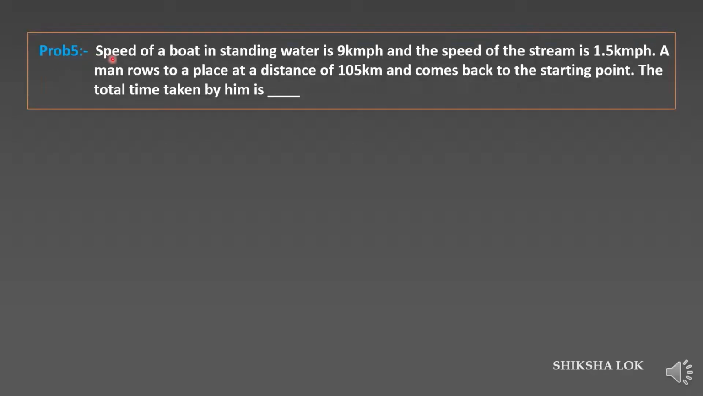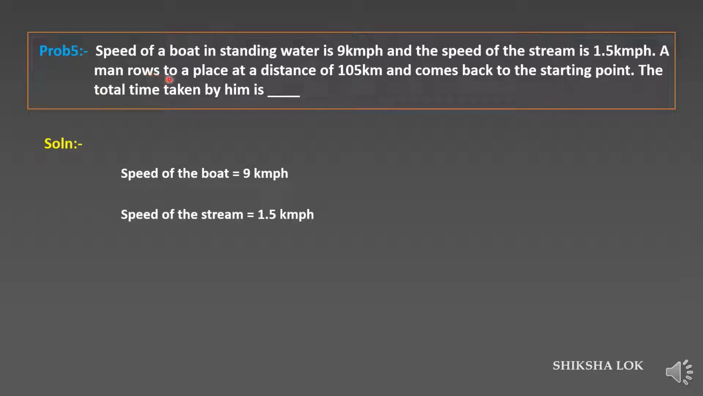Number 5. Speed of a boat in standing water. Standing water is nothing but still water. The speed of the boat in still water is 9 km per hour, so that is the speed of the boat given. And the speed of the stream is 1.5 km per hour.